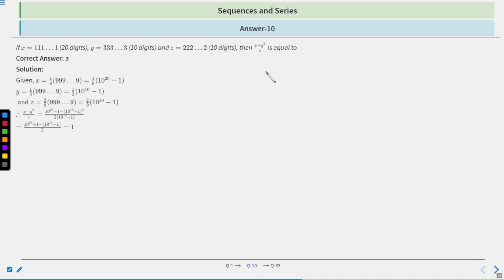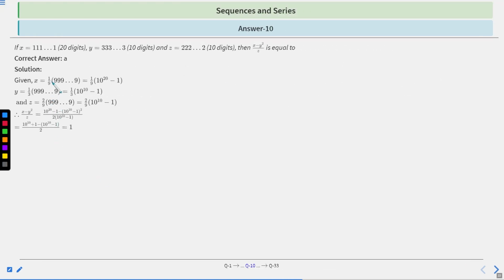Okay. Given x as 111 till 20 digits. So divide by 9, multiply by 9, right? So x is 1 by 9 times 999 till 20 digits, which can be written as 1 by 9 into (10 to the power 20 minus 1). Now y is 333 till 10 digits. So multiply and divide by 3. So 1 by 3 times 999 till 10 digits, which can be written as 1 by 3 into (10 to the power 10 minus 1).